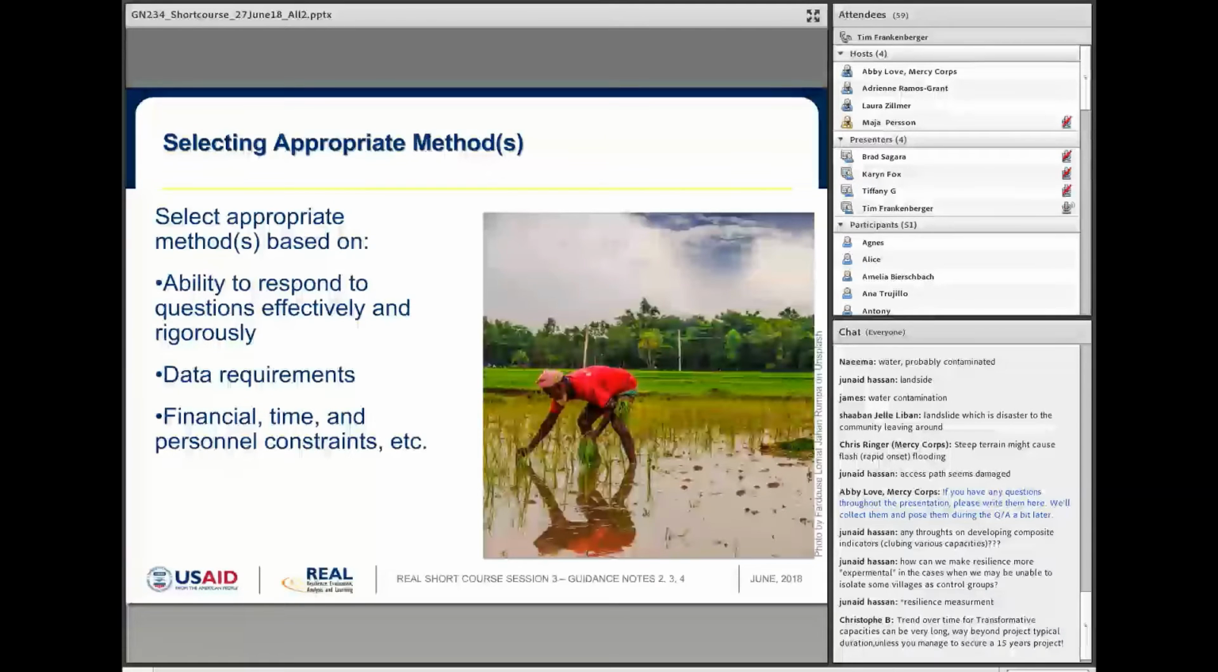One of the things that is really key to doing good analysis is related to the measurement. Do we have the ability to respond to questions effectively and rigorously? In other words, are the households themselves understanding our questions, and is it easy for us to analyze the results of those questions? What are the data requirements for that purpose? And do we have the finances, the time, and the personnel to actually do this analysis? A lot of times, implementing agencies do not have the people with the skills that might be necessary to do this, or we don't have the money to do a rigorous impact evaluation. All of these things have to be taken into account when we're trying to do these types of analyses.